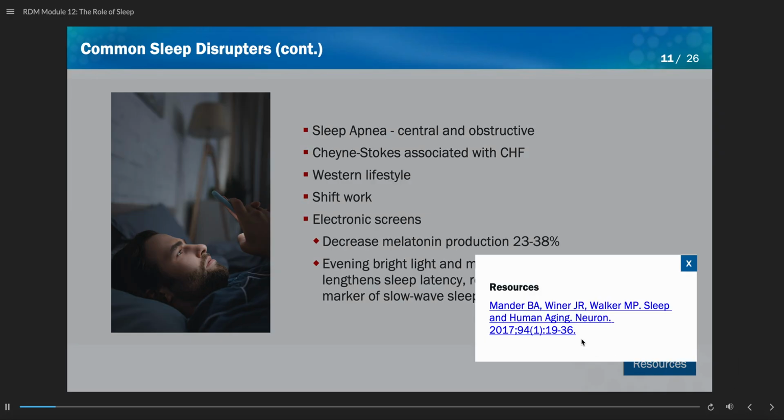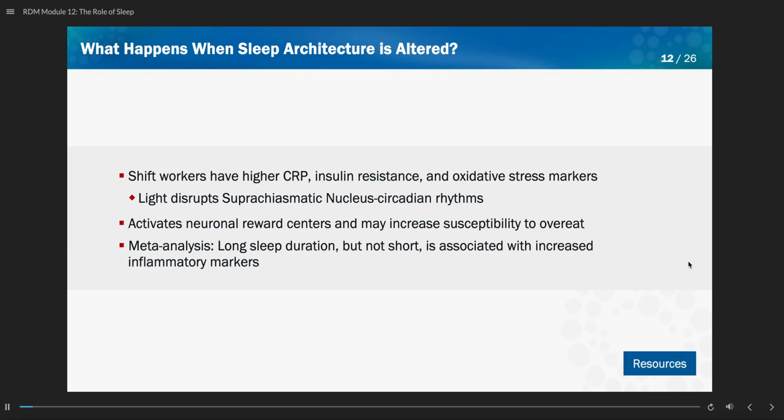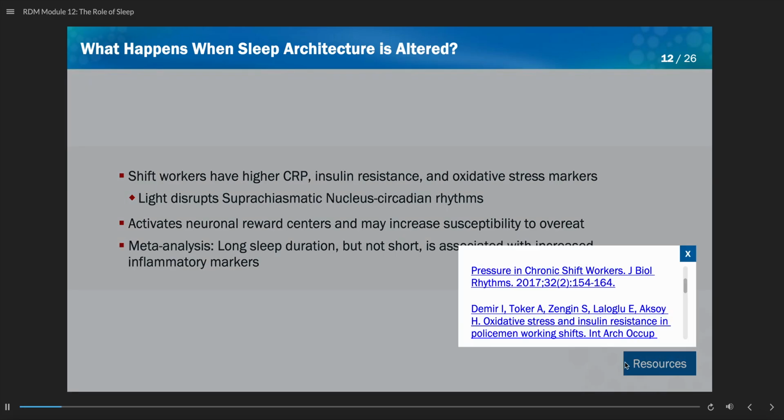And finally, electronic screens can be a real disruptor of sleep. They found that the electronic screen decreases melatonin production between 23 and 38%, and that when you're exposed to bright light in the evening, and especially the monochromatic blue light, that it lengthens sleep latency and reduces the delta wave activity. Now, this is very important because it's ultimately disrupting slow wave sleep and the body's ability to regenerate itself at nighttime. So what happens when we encounter disrupted sleep architecture?